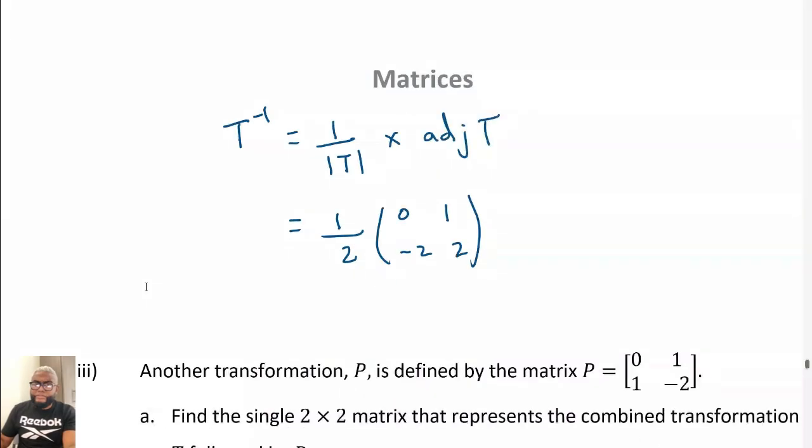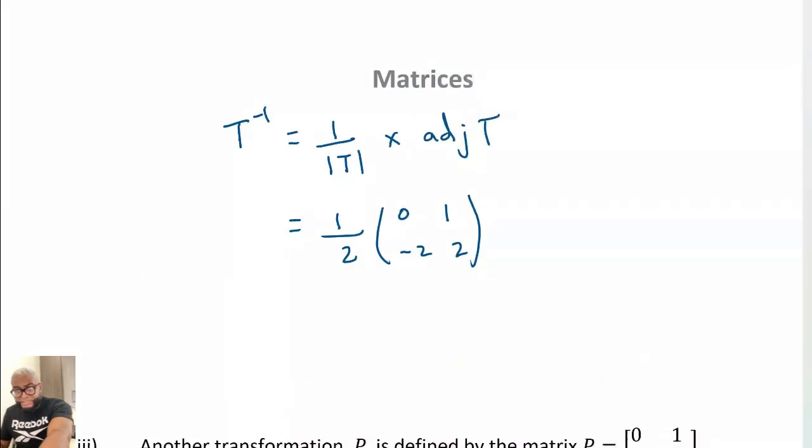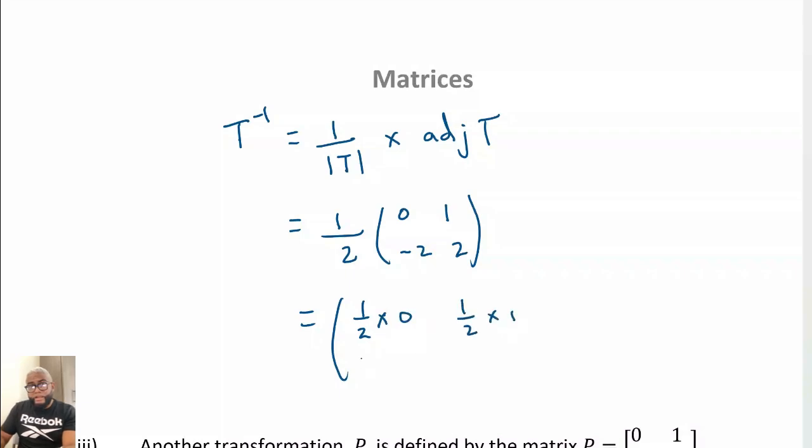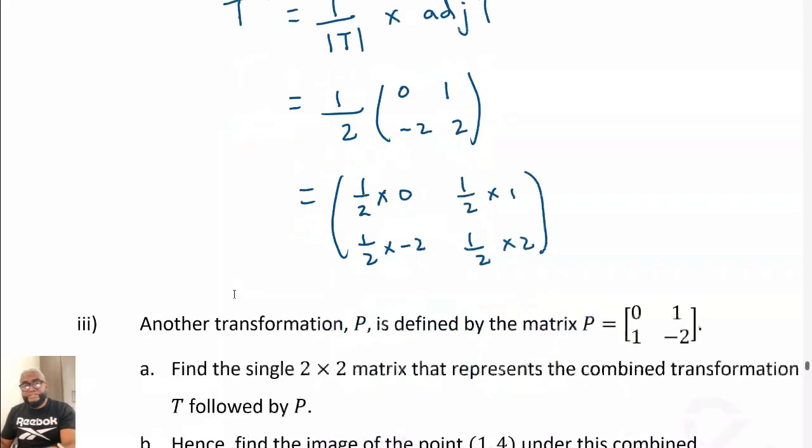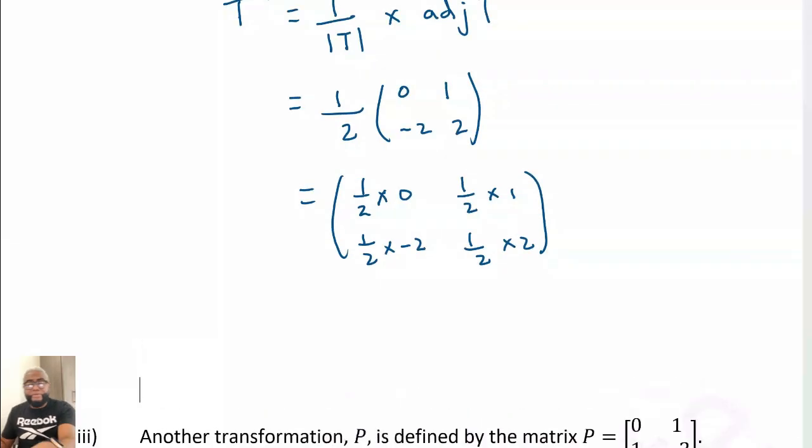Right? So we'll work it out because they wanted the matrix, just a single matrix. So that's why we need to work it out. So there'll be a half multiplied by everybody inside here. A half by 1, a half by negative 2, and a half by 2. So what would be my transformation matrix, which would map A back onto A prime? Sorry, A prime back onto A.